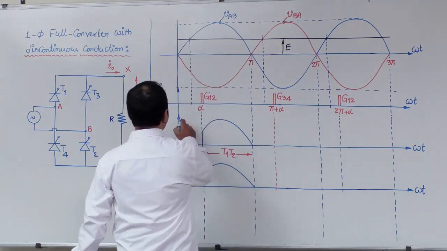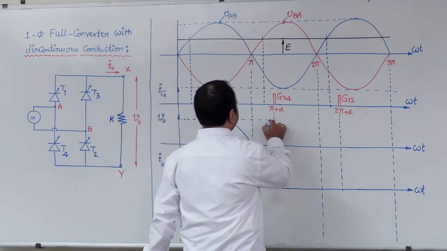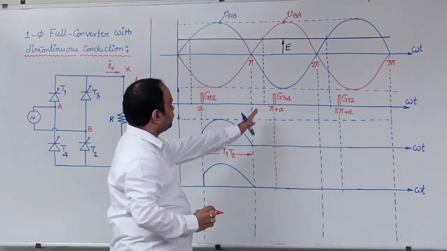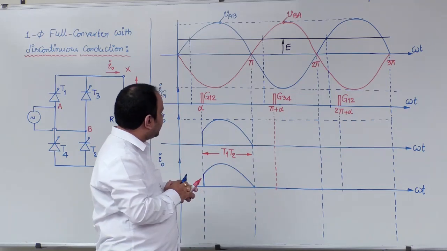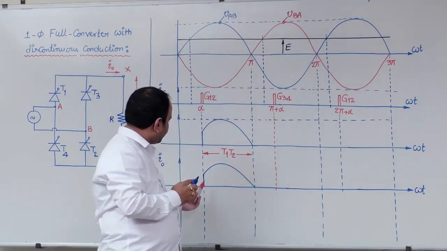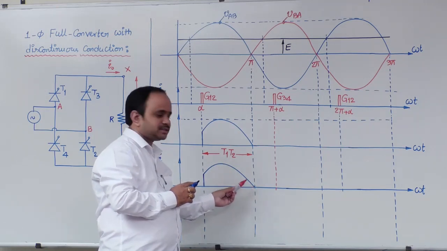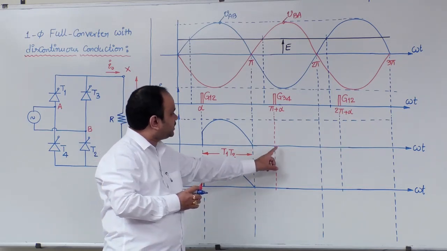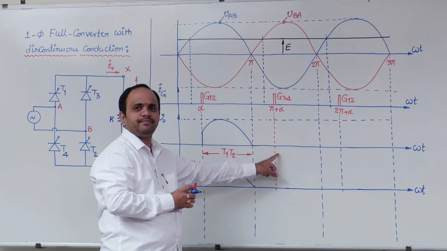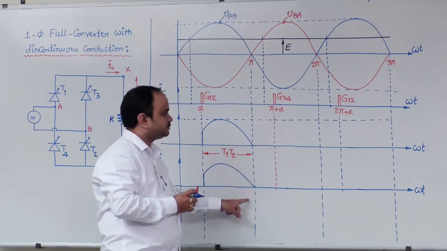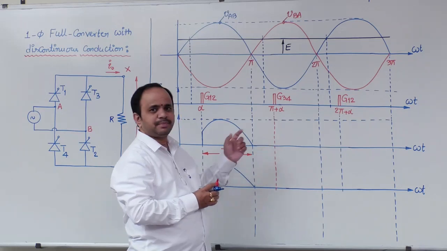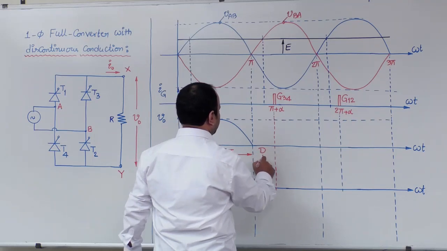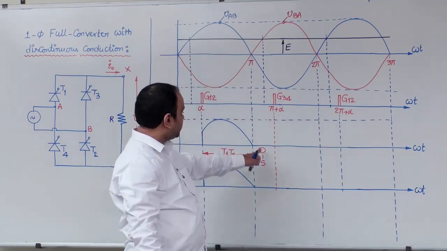Next, at pi plus alpha, the T3 T4 pair is triggered. But what is the point here? At omega t equal to pi, the current flowing through the T1 T2 pair has zero crossing. Now think about what the conducting devices are from pi to pi plus alpha. The T1 T2 pair is turned off at pi, and T3 T4 will start after pi plus alpha. So in this interval, no devices will be in conduction. Hence, there will be discontinuity.